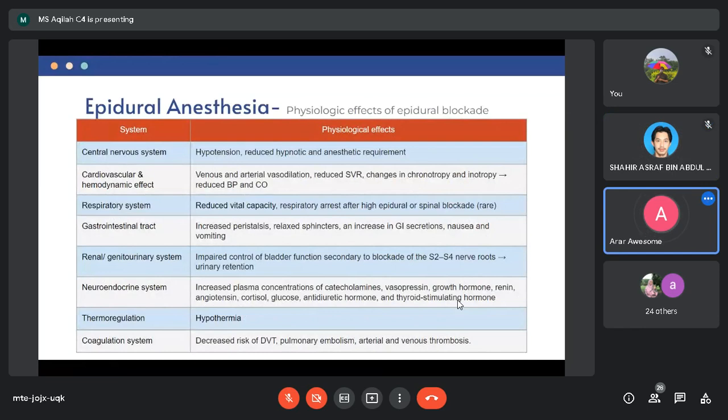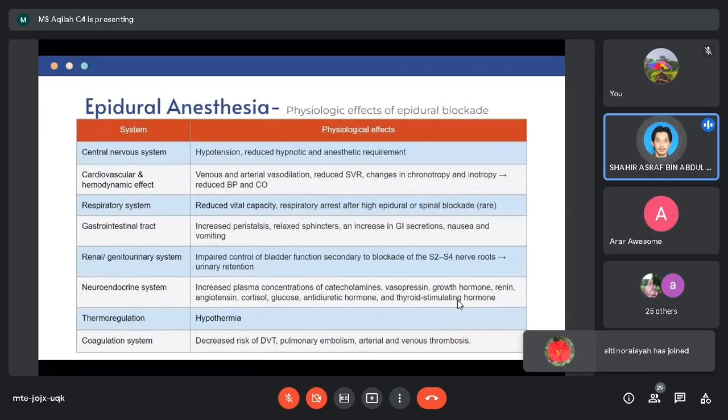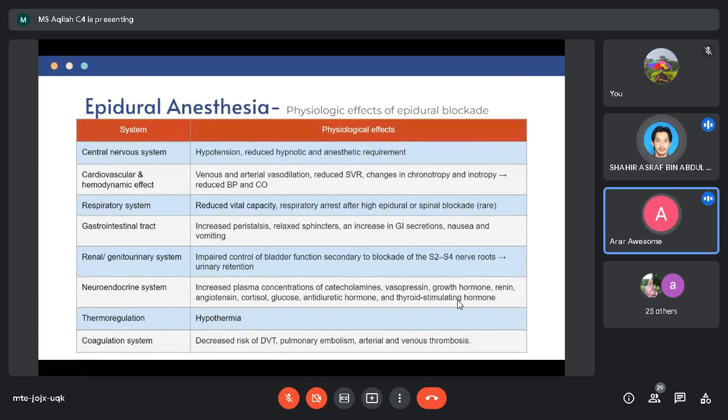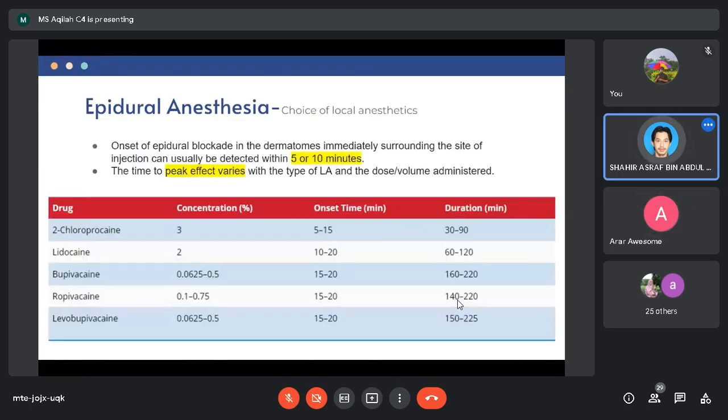Okay, proceed. Next, this is the physiological effect of the epidural block. It's actually the same as spinal to some degree. But if you prolong the effect, then it might have more benefit, especially for abdominal surgery, because you reduce or modulate the surgical stress response. Because you already explained this in the spinal, I think it's the same.